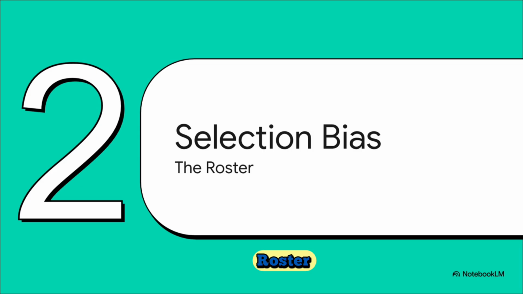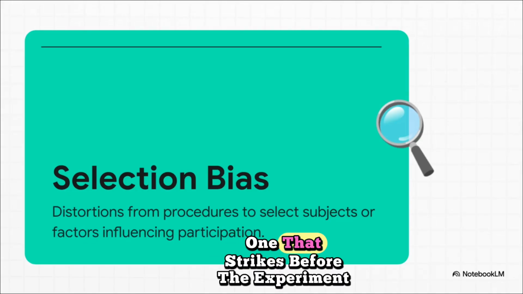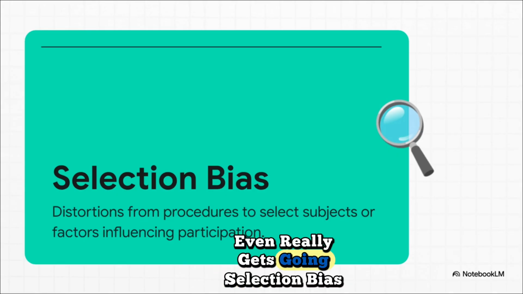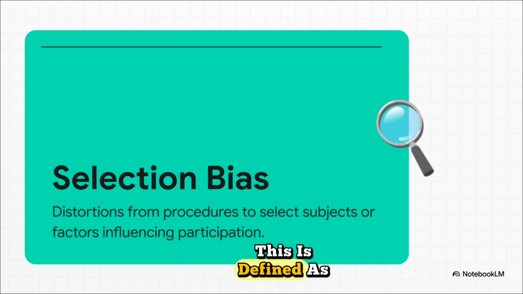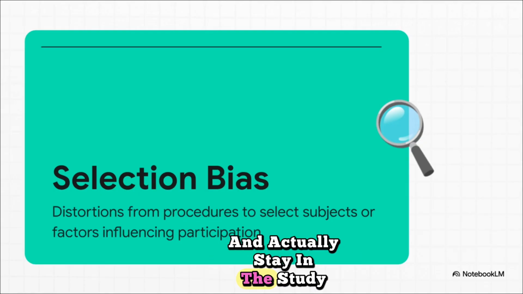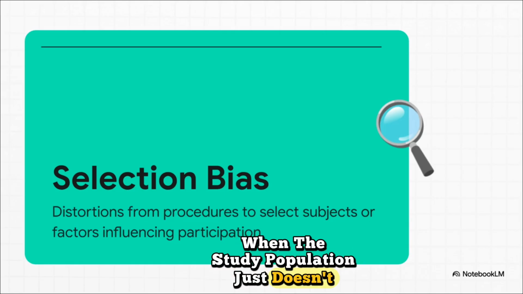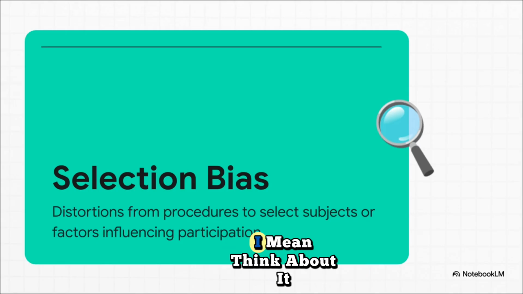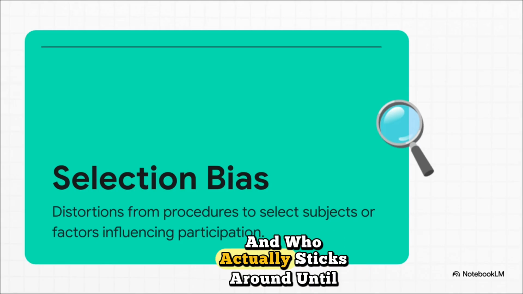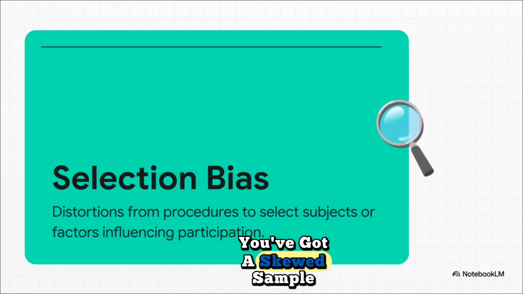Moving right along to section 2, selection bias. Let's talk about the roster. Let's see how this builds our case by bringing in our first major suspect category, one that strikes before the experiment even really gets going: selection bias. This is defined as the distortions that result from the procedures used to select subjects, or the factors that influence whether they participate and actually stay in the study. Simply put, this is all about the roster. It happens when the study population just doesn't accurately represent the target population. I mean, think about it. Who gets picked for a study? Who refuses to join? Who agrees? And who actually sticks around until the very end? If any of those questions are answered unevenly, you've got a skewed sample.